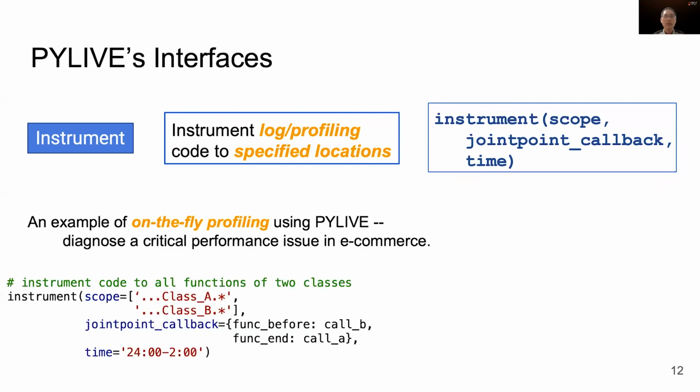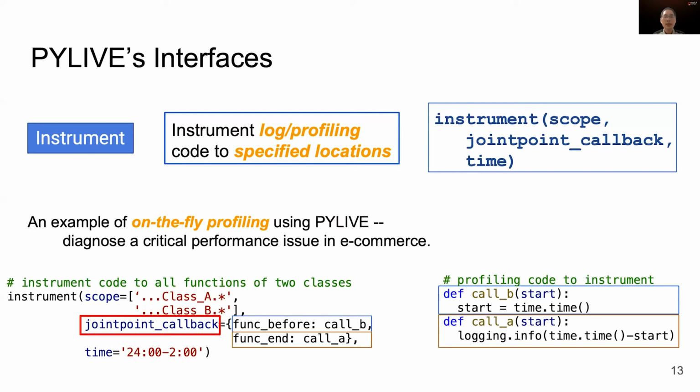Let's take a look at a real-world issue from the Oscar e-commerce system. This is a critical performance issue, preventing customers from buying products. Now, engineers want to use PyLive to instrument code to profile the system. Scope is a list of function or module names that need to be instrumented. Here, engineers define the scope as the methods in two suspicious classes.